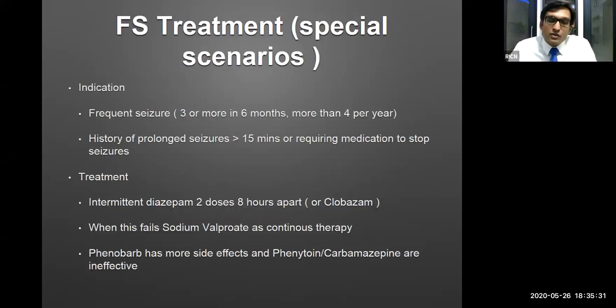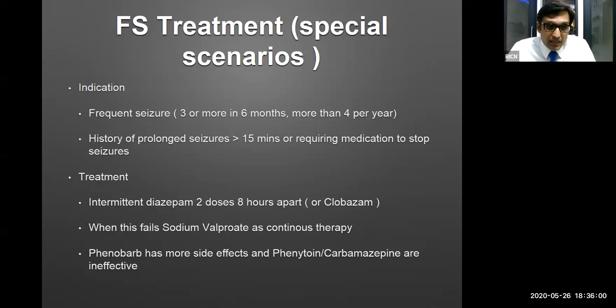So when we talk about febrile seizure treatment, I said in simple febrile seizure, one seizure, you don't do any treatment. Second seizure, maybe 6 or 8 months after the first seizure, again, you don't need to offer any treatment. But if a child has frequent seizures, that is 3 or more in 6 months, or more than 4 in a year, that kind of leads to an unacceptable scenario with parents, with the amount of seizures and the worry that this could lead to something else.